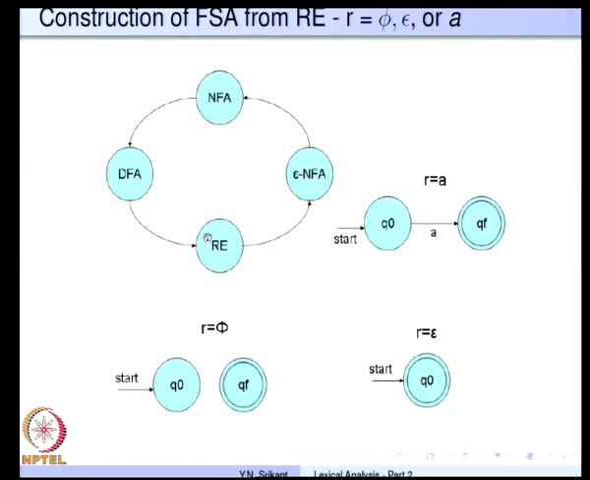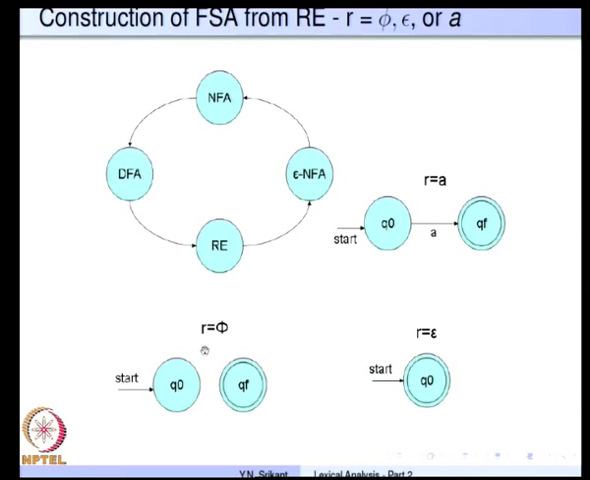So, this is the way the theorem really works. Here you have a DFA, and you can actually generate a regular expression from it. Regular expressions can be converted to epsilon NFAs. Epsilon NFAs can be converted to NFAs, and NFAs can be converted to DFAs. So, in other words, if you are given a DFA, you build the regular expression from it and then convert it to NFA and back to DFA, you actually get the same DFA. This is a very powerful result. So, let us see how it works.